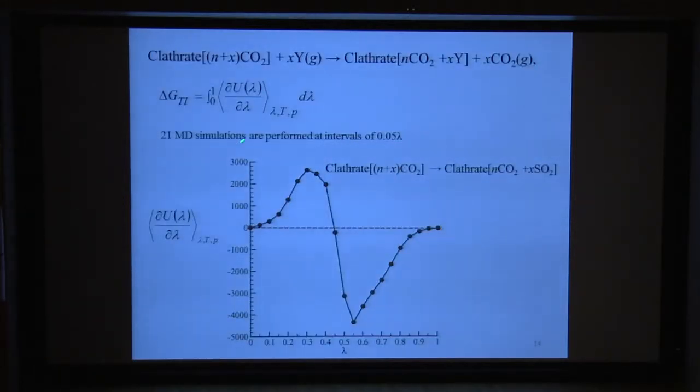So if we do this calculation, we have to do 20 simulations with different values of lambda, as we saw before. And for each value of lambda, we calculate this particular number here. So for lambda equal to 0, this is the derivative. For lambda equal to 0.05, 0.1, 0.15, 0.2, and so on. So for different values of lambda, we have to do a simulation. We get the average value of the derivative. And if we calculate the area under this curve, if we calculate this integral, this will give us the free energy associated with the substitution of CO2 with the other gas.